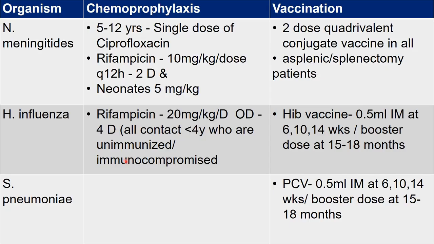Haemophilus influenzae: if the child has it, then you should give rifampicin 20 mg per kg per day once daily for 4 days to all contacts less than 4 years who are not immunized or if they are immunocompromised. And Hib vaccine these days is available in the schedule at 6, 10, 14 weeks. Booster you can give at 15 to 18 months. Similarly, Streptococcus pneumoniae vaccine is available and given at 6, 10, 14 weeks with booster dose at 15 to 18 months.